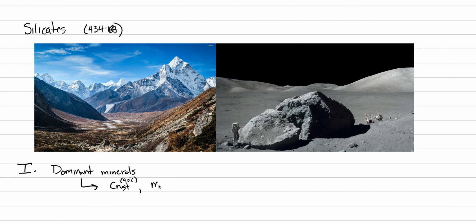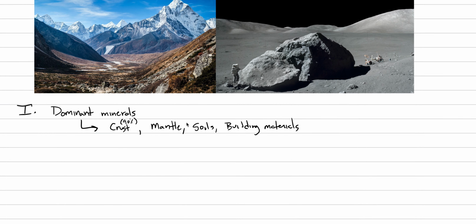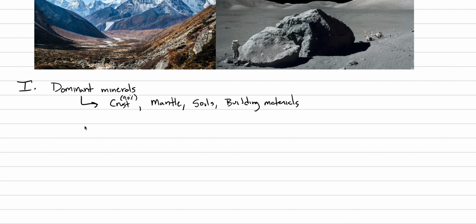It's making up a big part of the mantle. Think olivine and peridotite, and soils from where we get all of our food to sustain life, and our building materials like bricks and concrete and glass. They're all being derived from silicate minerals in large part. So maybe that's obvious, but it's important to start our notes with some obvious things.